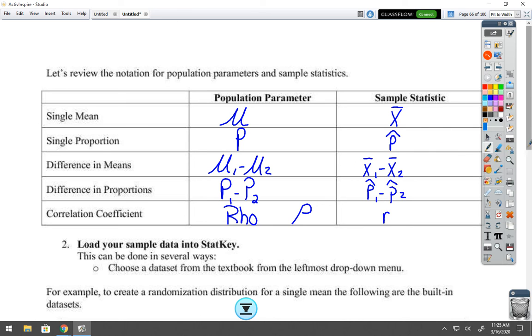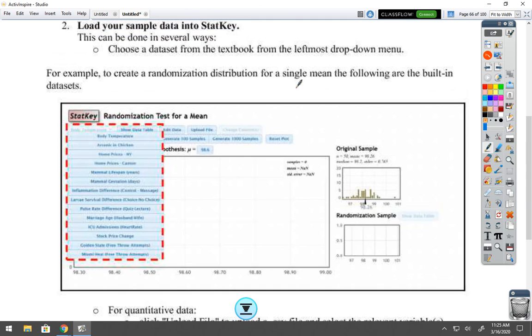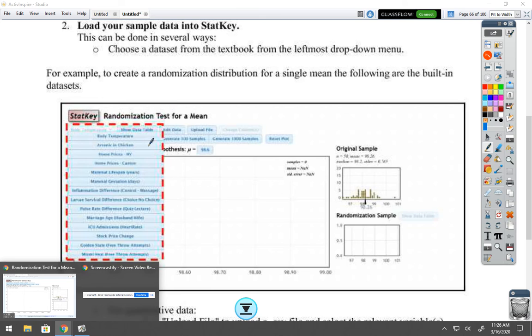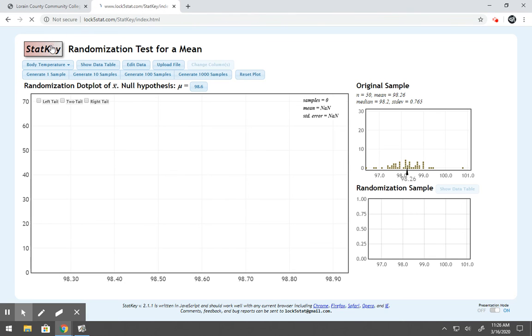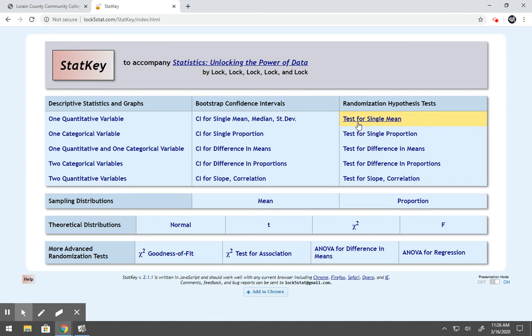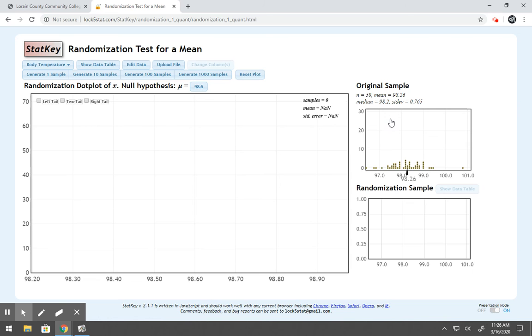If we move into this area, we're talking about a page that looks similar to this. And I think the best for me from this point forward in this chapter is to switch over and go to actual StatKey. So I'm going to jump into StatKey. And again, from StatKey, we'll go over here to the right. Let's just pick single mean. And in single mean, we have three different distinct areas. The center will be our randomized dot plot, which you don't see yet. Notice it says the null hypothesis is 98.6. Mu equals 98.6. This is the null.